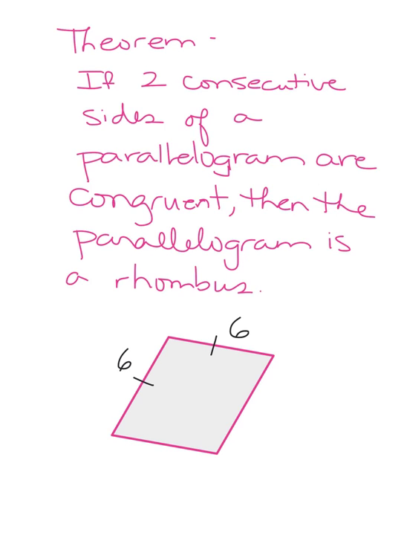Our next theorem states that if two consecutive sides of a parallelogram are congruent, then the parallelogram is a rhombus. Now again, remember in a parallelogram, opposite sides are congruent. So if I know that this piece right here is 6, I know that that opposite side is 6 as well. I can do the same thing with the other pair of sides. If I know this is 6, again I know the opposite side is 6, so therefore I can conclude that all four sides are congruent, therefore it's a rhombus.